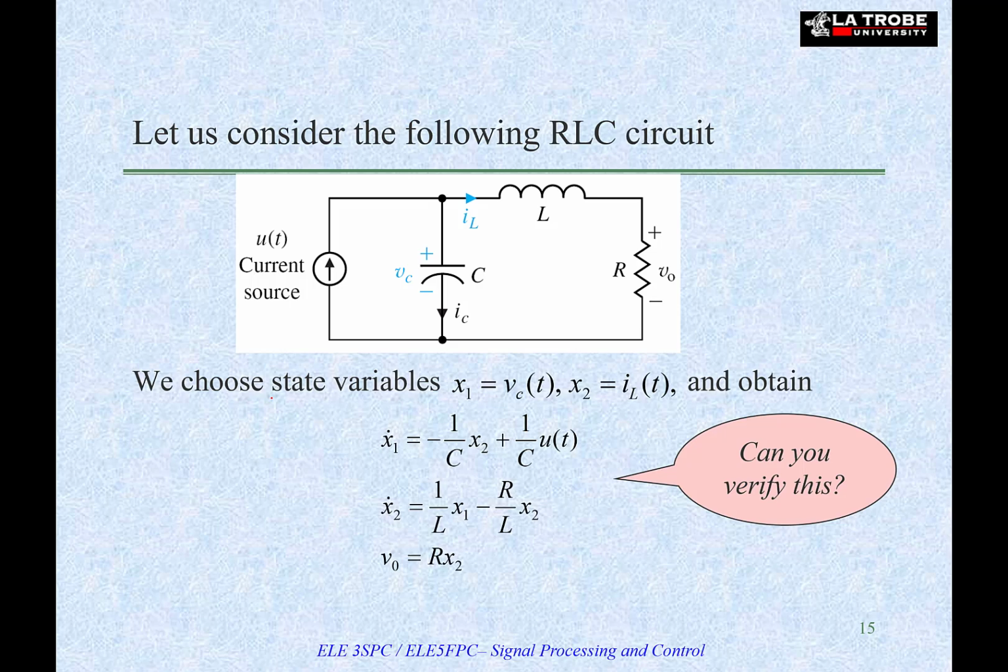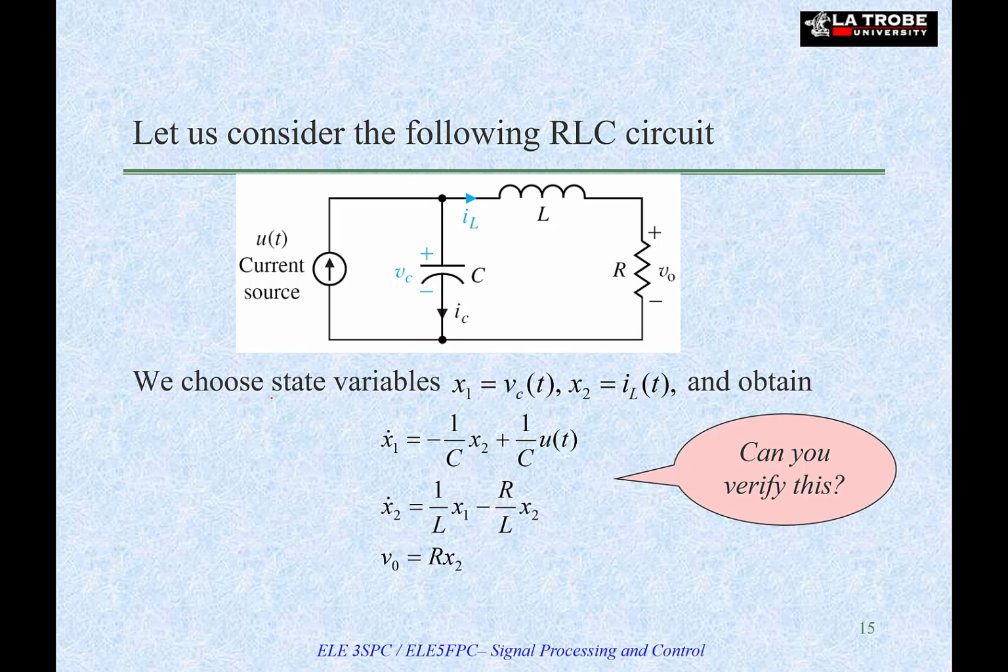Now let's look at another example. This example is also an RLC circuit. Again, we need to choose state variables in a meaningful way. And the 2 state variables we choose for this RLC circuit are vC(t) and iL(t). Now let's derive the state variable model for this RLC circuit.